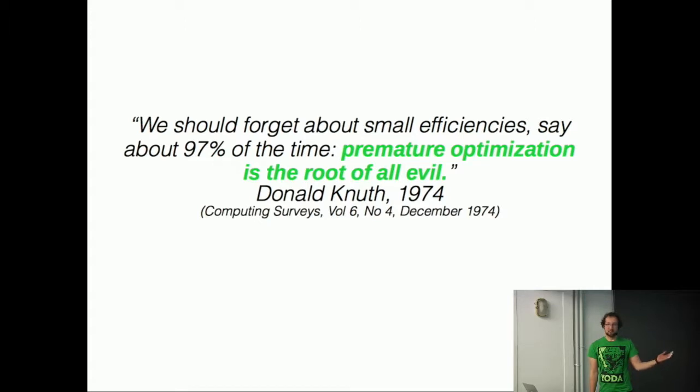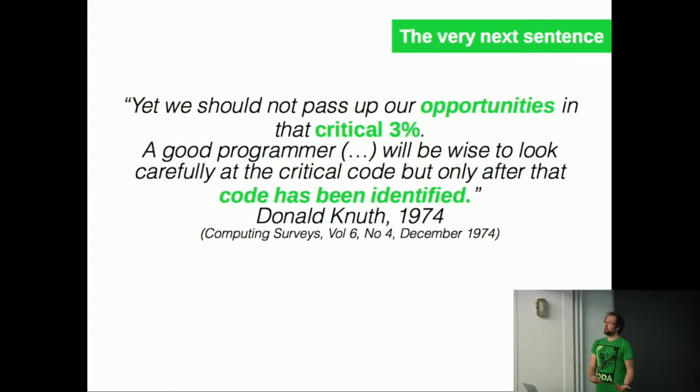But people just take that, put it out of context, poke it on a stick and be like, yep, we don't do performance optimization because Donald Knuth said so and he's cool. But if you read the original paper and just read the very next sentence, he says, yeah, we should not pass up our opportunities in that critical 3%. A good programmer will be wise to look carefully at the critical code, but only after the code has been identified. For identifying the code part, we are again at profiling and application performance monitoring.